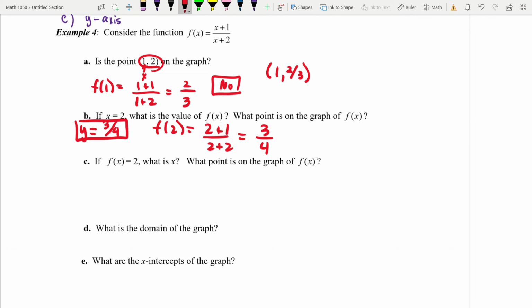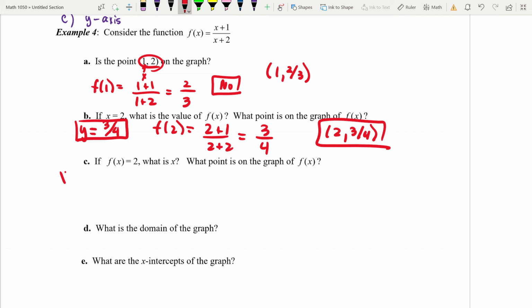You have to read. Then the next question, what point is on the graph? When they say point, that's when you write it as an ordered pair. So that would be the ordered pair 2, 3/4, and you're done. Okay, question C. If f of x is 2, what is x?